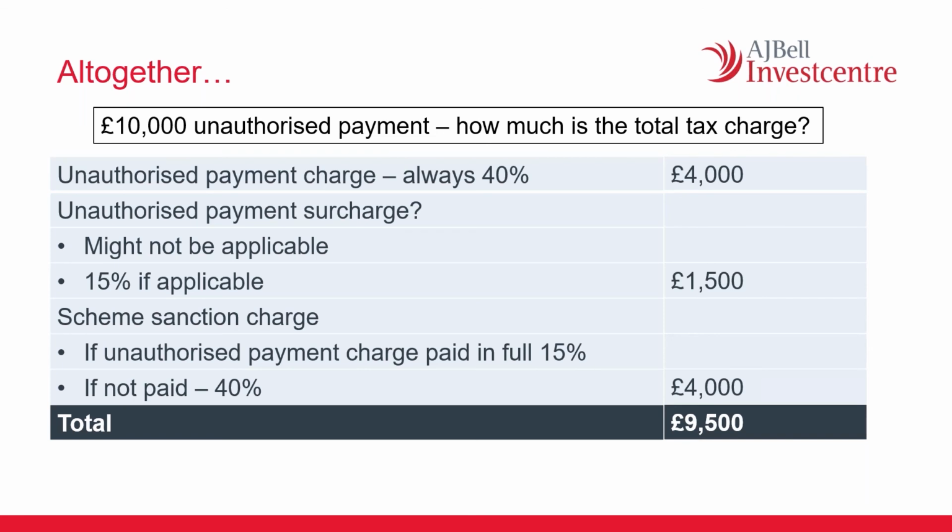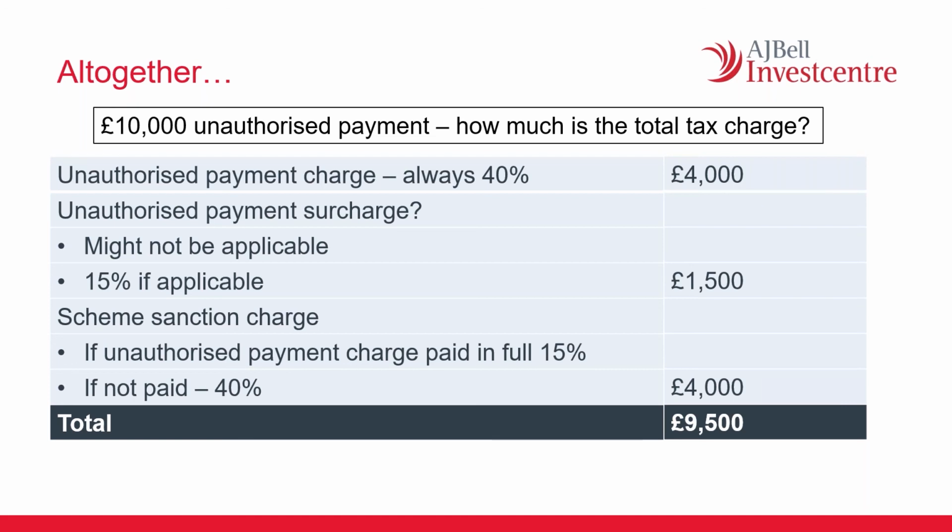And then finally, same scenario again, but if the surcharge was applicable, then you're potentially looking at £9,500. But again, once the unauthorised payment charge was paid by the member, it will reduce back down to £7,000. All in all, there can be some pretty hefty tax charges associated with an unauthorised payment.